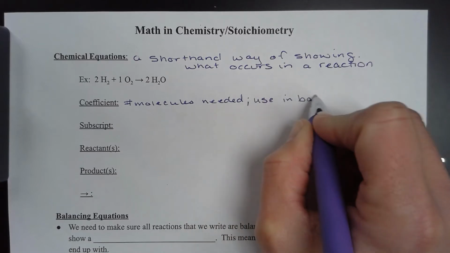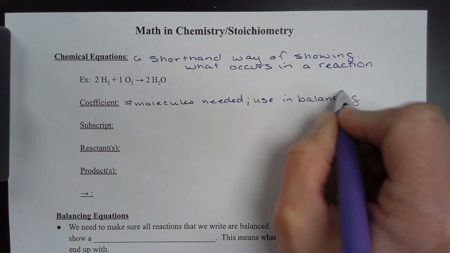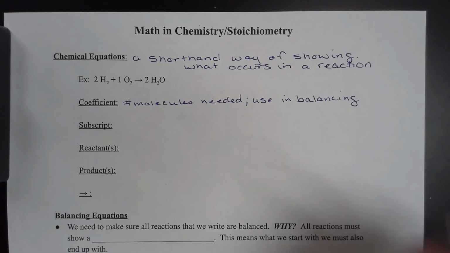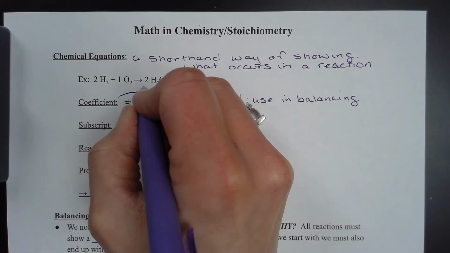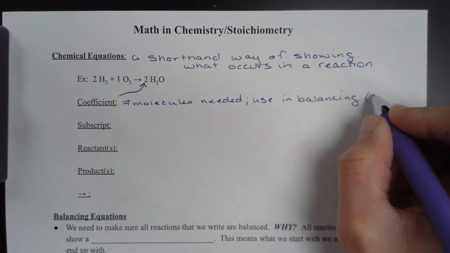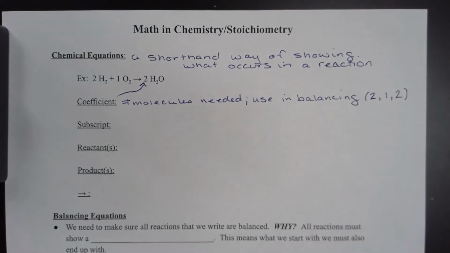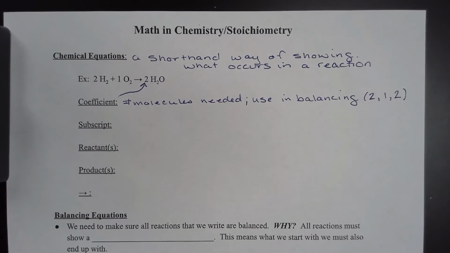What you're going to learn is we have a few laws that we need to uphold. Law of conservation of mass, law of conservation of matter, and things like that. The coefficients are the large numbers. So in this case it's 2 and 1 and 2. 2 hydrogens, 1 oxygen, 2 waters. Subscript indicates the number of each individual atom or element.